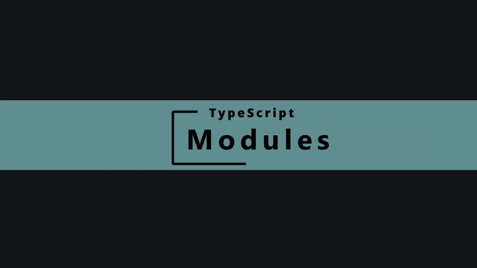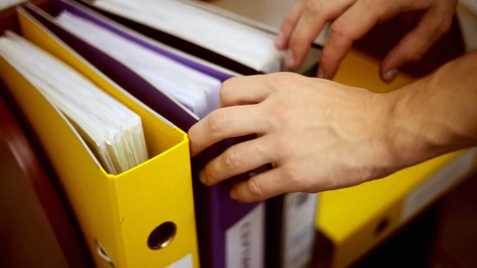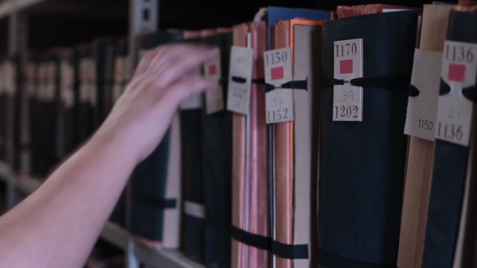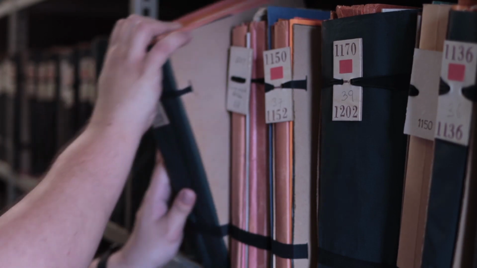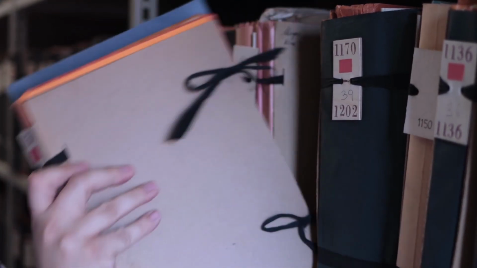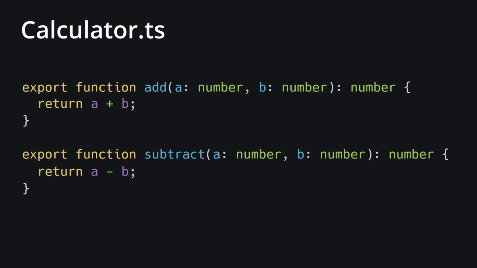Lastly, let's explore modules. Modules are a way to organize our code into separate files or modules, making our codebase more manageable and reusable. Think of modules as self-contained units of code that encapsulate related functionality. They allow us to organize our code into separate files, making it easier to manage and reuse. Let's see how we can use modules in TypeScript.